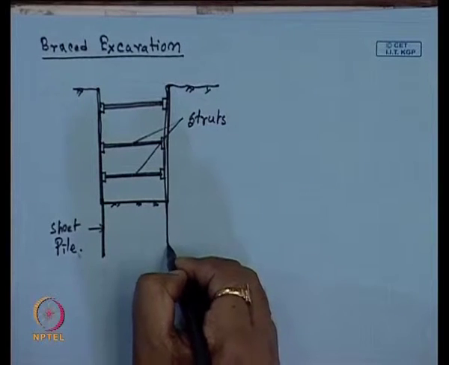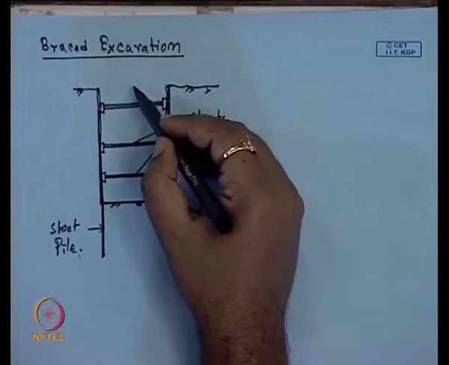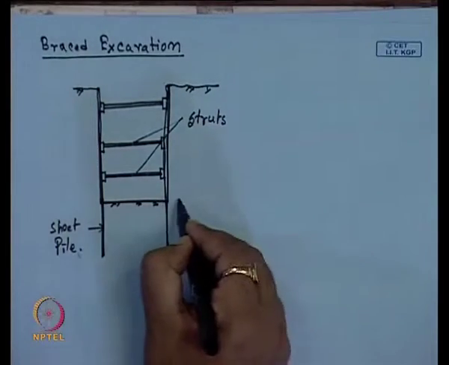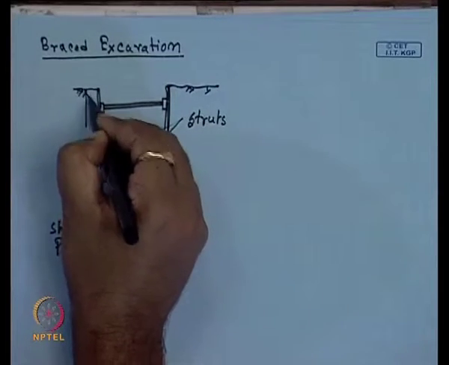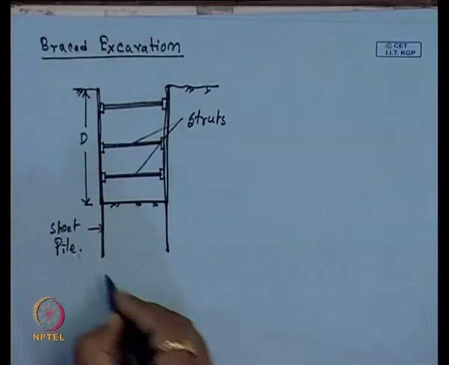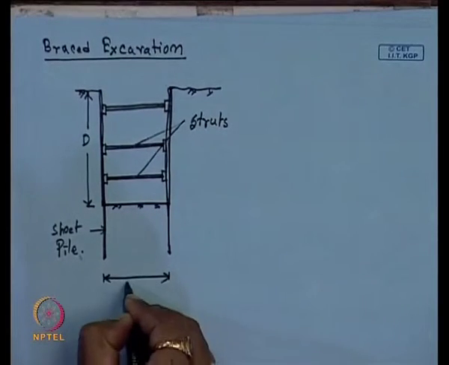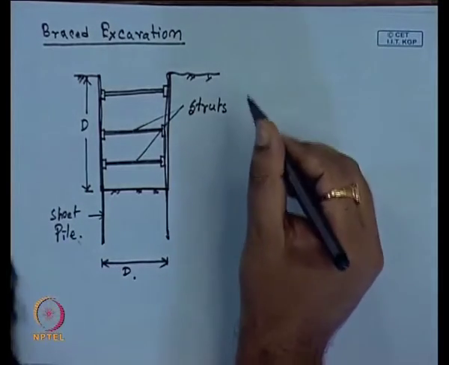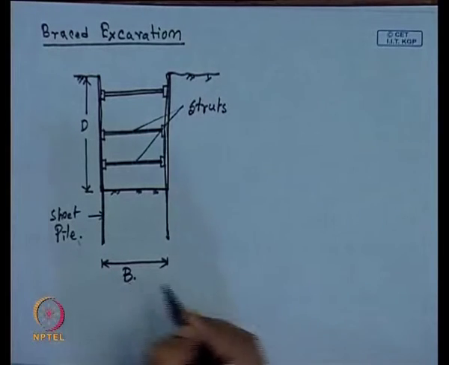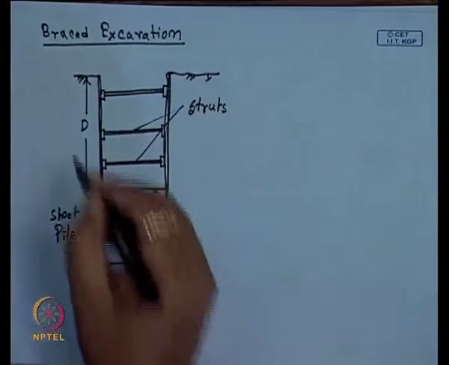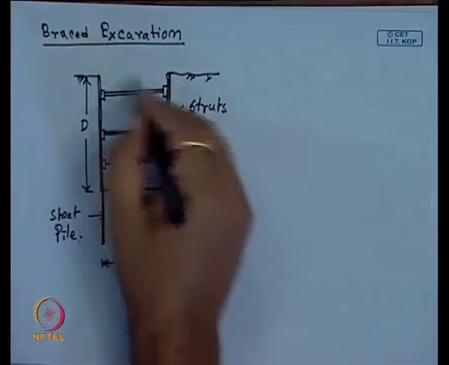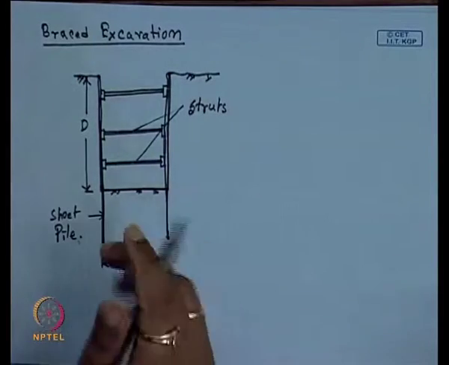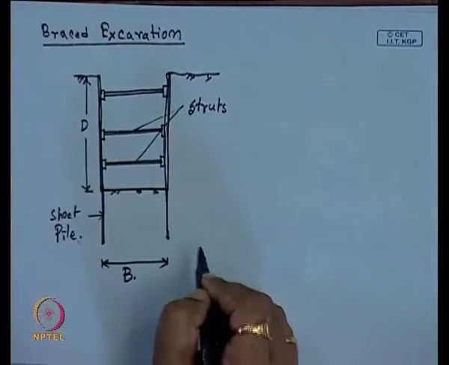Now, what are the things that we have to determine during the design of this base excavation? One very important thing is that first we have to decide the depth of the excavated area. This is the depth of the excavation, and this is the width of the excavation, B. Suppose these D and B are fixed before the design. So, you have to provide this B and this D, that is fixed.